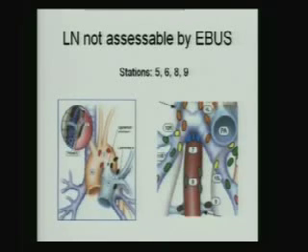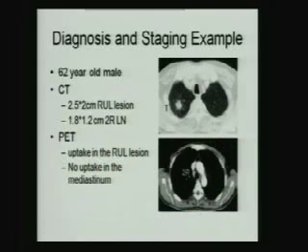What lymph nodes are not assessed by EBUS? That's station 5 and 6, the para-aortic. These need a Chamberlain procedure or thoracotomy. Stations 8 and 9, the paraesophageal and pulmonary ligament, are rarely affected, but they can't be sampled. They're sampled by EUS or by thoracotomy.